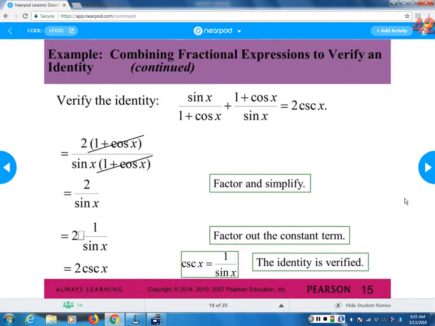And these slides are all posted in Schoology too, so you want to refer to them there. Cancel, and cosecant x is 1 over sine x, and we get the right side of the equation and the identity is verified. So the slides actually do a better job of writing down exactly each step here.